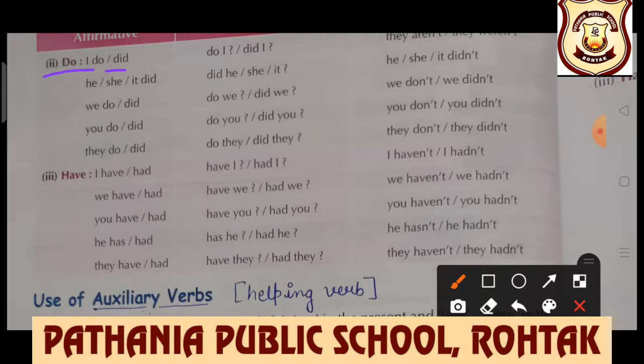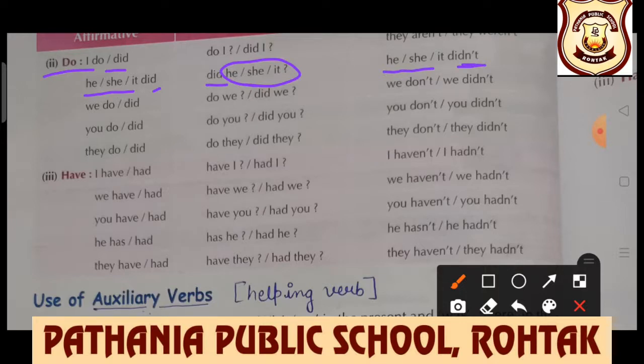With second person, you do, present, you did, past, and that is the formation of affirmative. Interrogative would be did you, do you, and for negative, not will be added. You do not, you did not. In the same way, with he, she, it, did will be added. To frame its interrogative, did will be used before the subject. To frame a negative sentence with the subject, did not will be added.